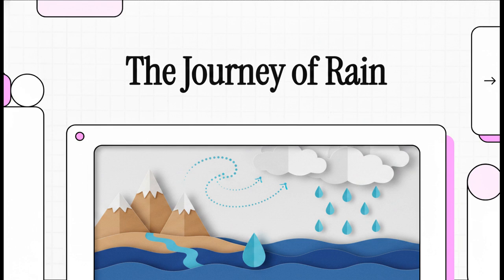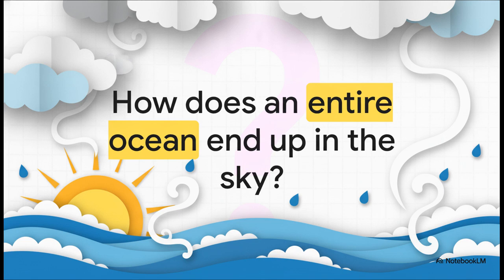We're going to track a single drop of water from the vast, deep oceans all the way up into the sky and then all the way back down again. It's a massive story of transformation, gravity, and literally life itself. So it all starts with a simple but honestly mind-boggling question. How does an entire ocean end up floating in the sky?